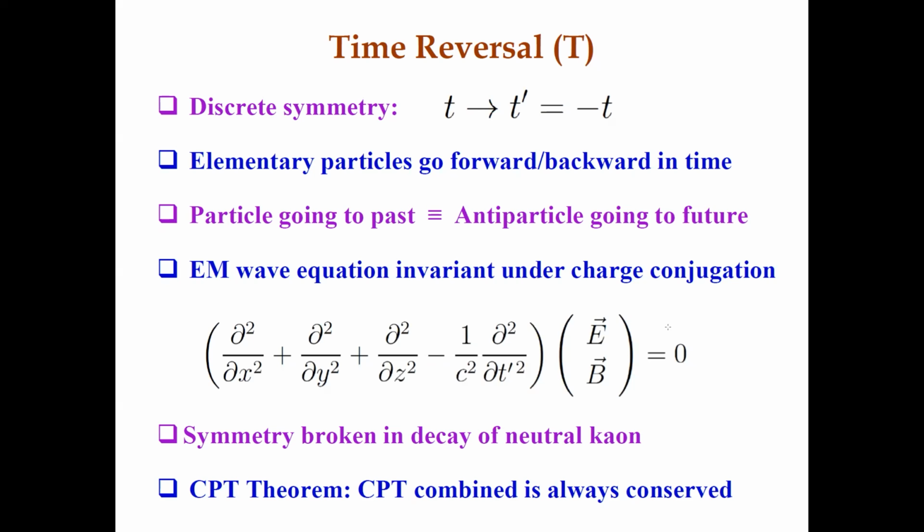But I told you of these three symmetries, P, C, and T. Combined, CPT is always a symmetry. Namely, if you make a mirror reflection, you replace particles by antiparticles and vice versa, and you change the direction of time, combined, you will always have a symmetry. That's a theorem called the CPT theorem, and CPT is always combined, so always conserved.